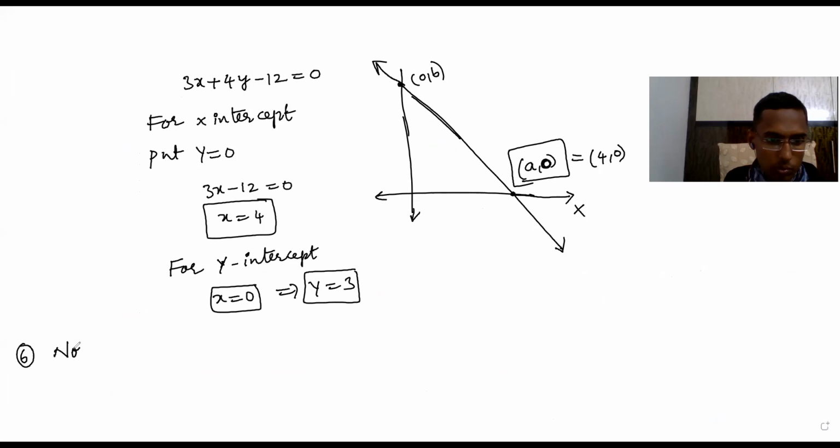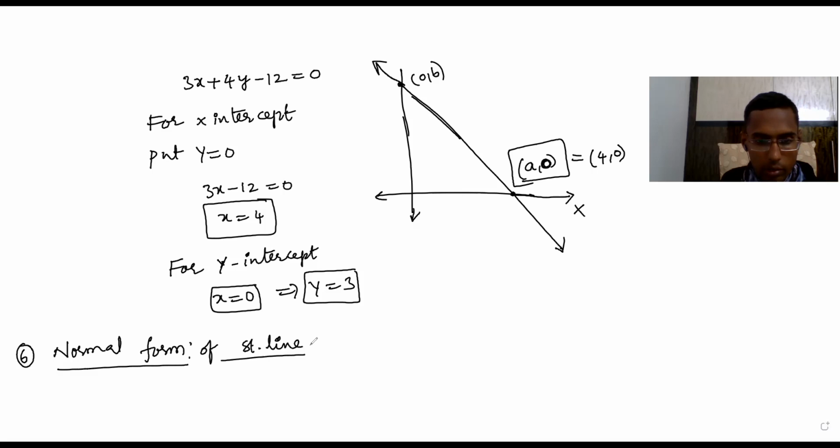So we only did slope point form and two-point form. Okay, normal form. Am I going fast or okay? We are going okay, sir. Okay, normal form of straight line.